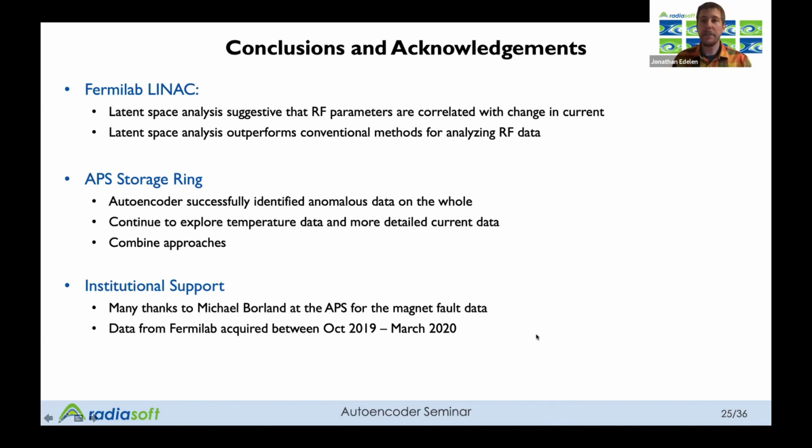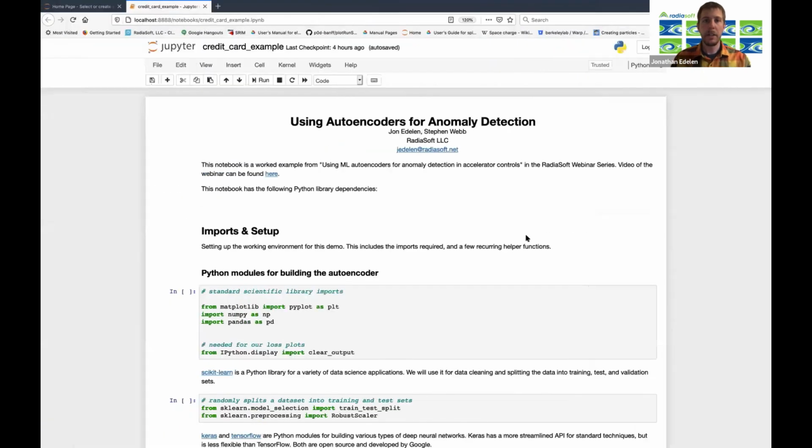So next I'm going to shift to the practical example, and this is the notebook that is going to be shared with everybody. This example is using autoencoders for detecting credit card fraud.